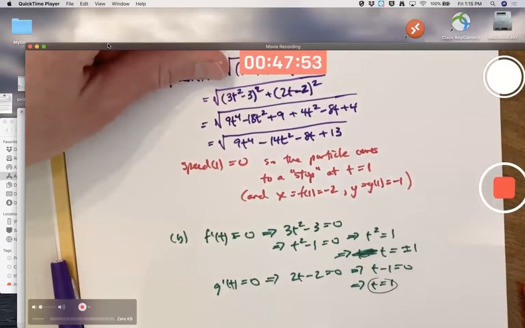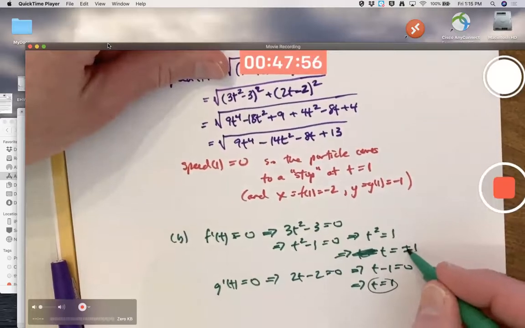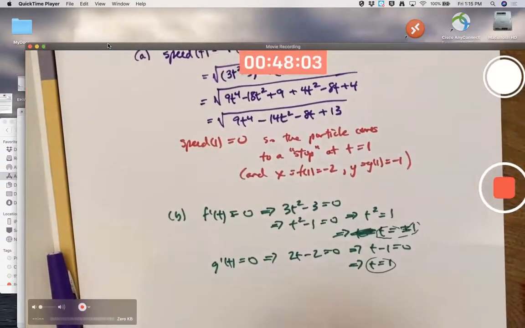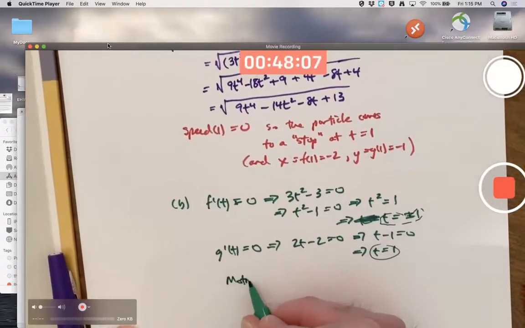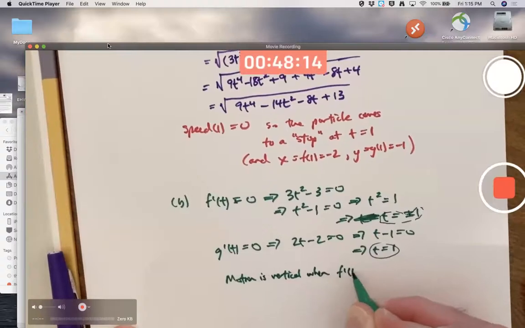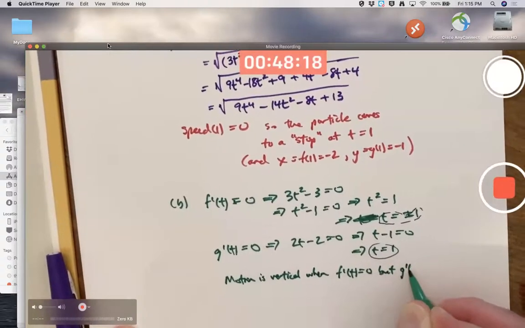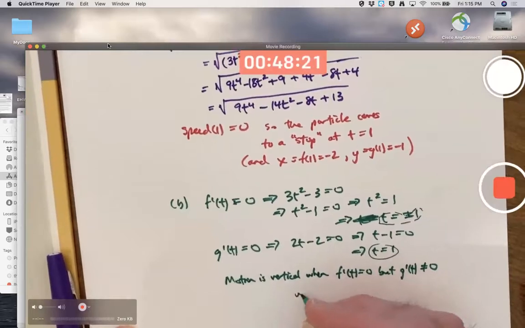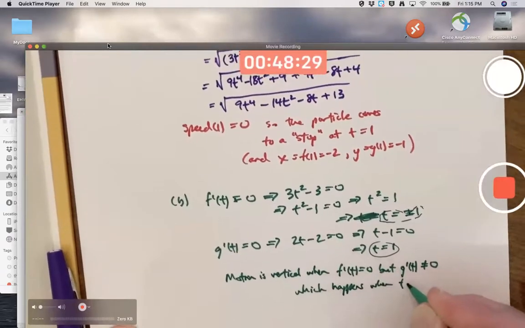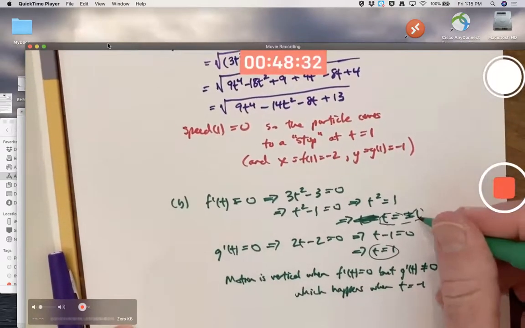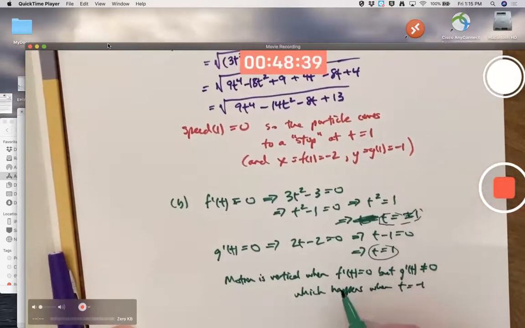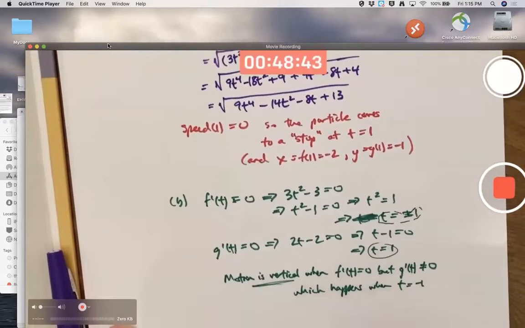And the motion was not vertical or horizontal. So it's the other value, t equals -1, where f prime is 0 but g prime is not. So the motion is vertical when f prime of t equals 0 but g prime of t is not equal to 0. That happens when t is -1, because f prime is 0 at plus or minus 1, but g prime is 0 only at plus 1. So at -1, f prime will be 0, but g prime will not be 0. And that's when the motion is vertical, as we saw in the picture.